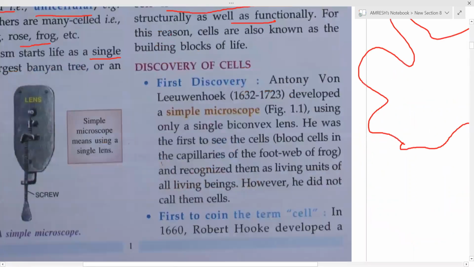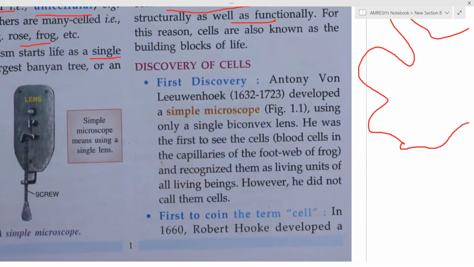In your biology lab, if your school has a biology lab, you must have seen a microscope. So why do we need a microscope? We need a microscope because we cannot see cells through our naked eyes. Why? Because cells are very small in nature. They are very minute in nature, so we cannot see them through our naked eyes. So we need a microscope so that it will facilitate us to see the cell.